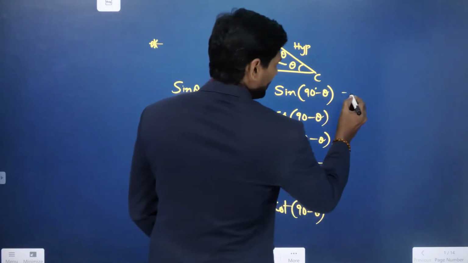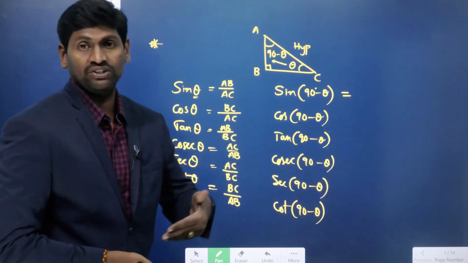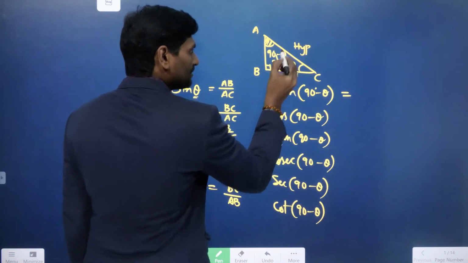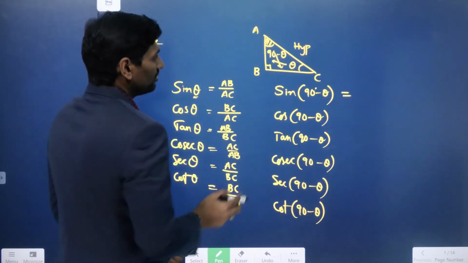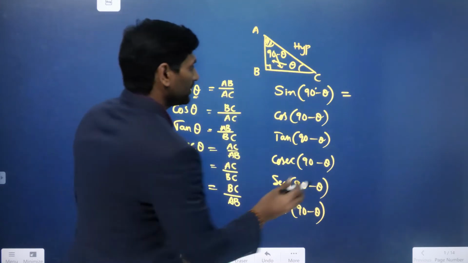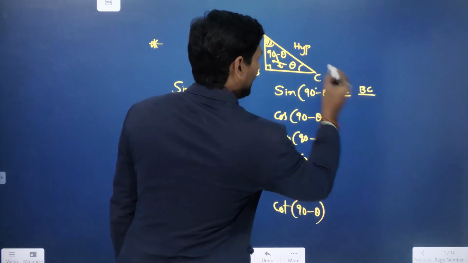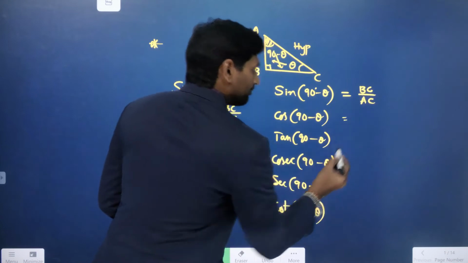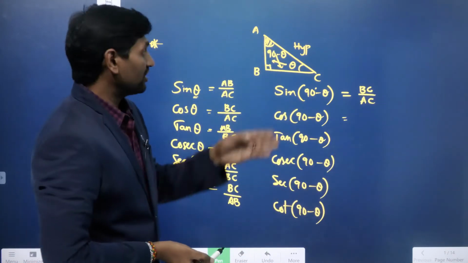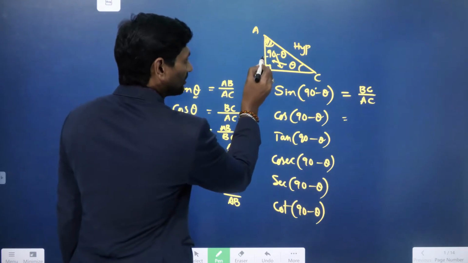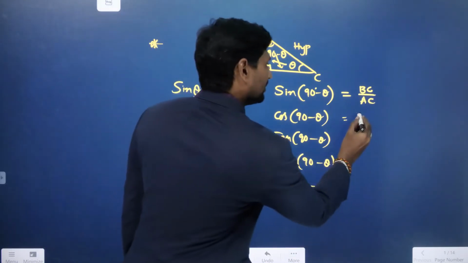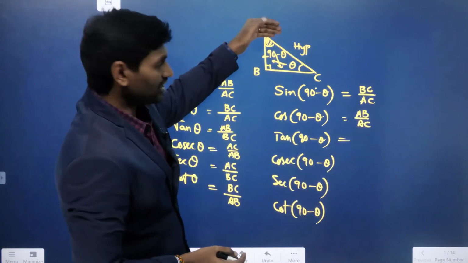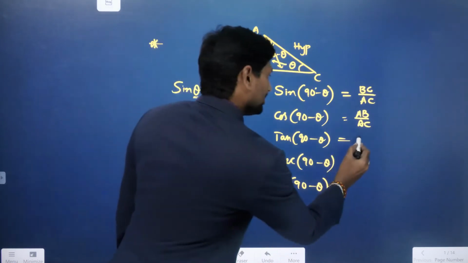Check. According to the sine ratio, opposite side by hypotenuse. According to the angle 90 minus theta, its opposite side is BC. So opposite side by hypotenuse, and the hypotenuse remains AC. Cos 90 minus theta is adjacent side by hypotenuse. The adjacent side of 90 minus theta is AB, so AB by hypotenuse AC. Tan 90 minus theta is opposite side by adjacent side, so BC by AB.